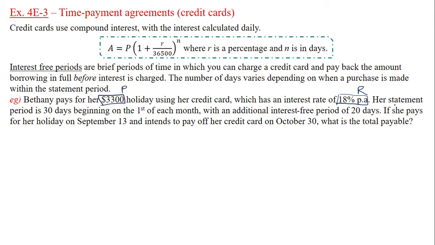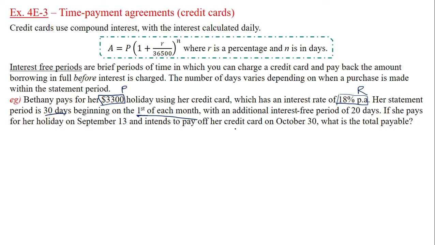Into this next sentence, this is where things get tricky. I promise they're not too bad. Her statement period is 30 days, beginning on the 1st of each month, with an additional interest-free period of 20 days. So the statement period means that this is when her bank will start the new statement. She'll get a statement monthly in which she'll need to pay things off. That begins on the 1st of each month, but then she gets an additional interest-free period of 20 days.